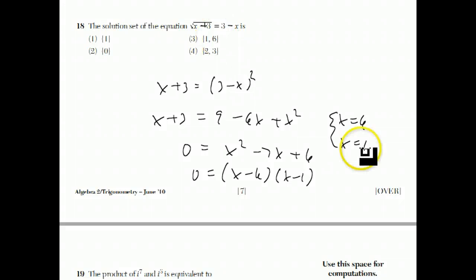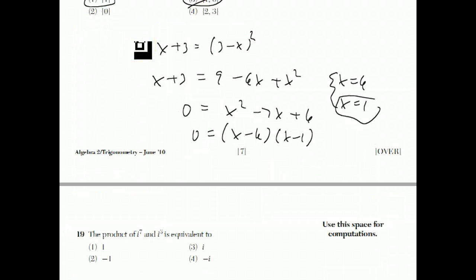If you put 1 in, you get square root of 1 plus 3, which is square root of 4, which is 2, and 3 minus 1 is 2 also. But when you put 6 in, you get square root of 6 plus 3, which is square root of 9, which is 3. But 3 does not equal 3 minus 6, and that's why if you wrote this, you would lose full credit, because the answer is just 1. So check for extraneous solutions on a question like that.